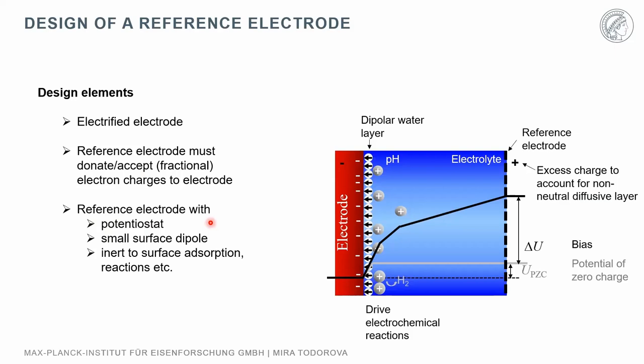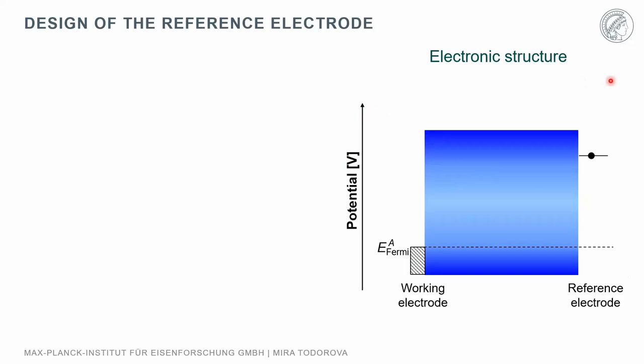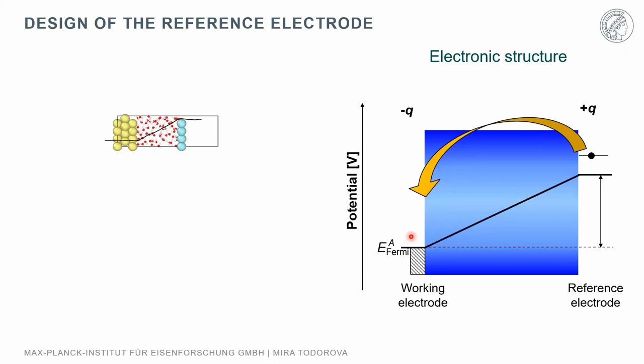Now, how do we go about it? If we look at the electronic structure of the system that we want to set up, we have on one side the working electrode, and on the other side we would like to have a reference electrode. And so if they have two different Fermi energies, then there will be a charge transfer within the system. We will have on one side a positive, on the other a negative charge, and there will be a potential drop at the interface. So this is what we would like to describe.